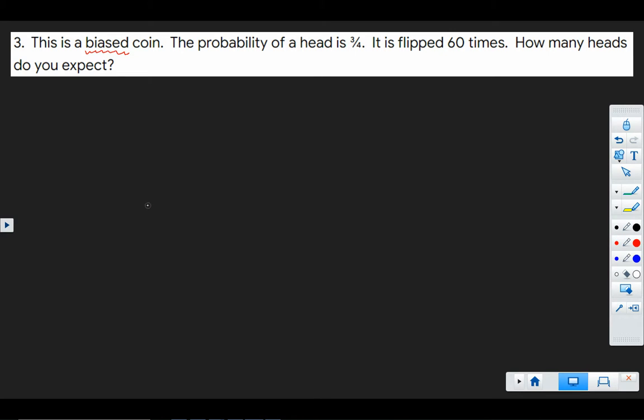Okay, we have a coin here which is biased, so the probability of it being heads is 3/4, the probability of tails, 1 less than that, 1/4. And we're flipping it 60 times. So what we're being asked is how many heads do we expect? Well, the way we do this calculation is 60 times our probability. I'll let you go and do that, and that should come out as 45.